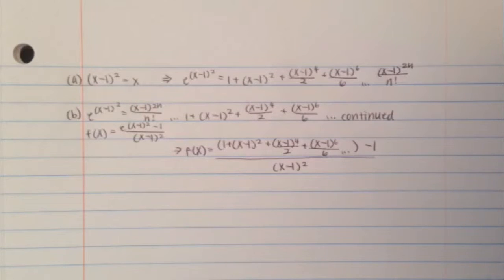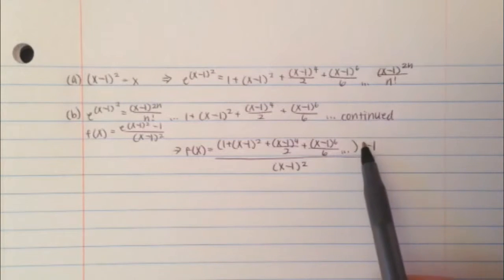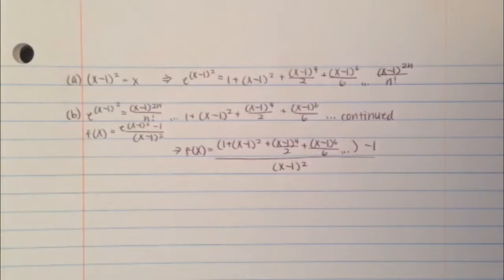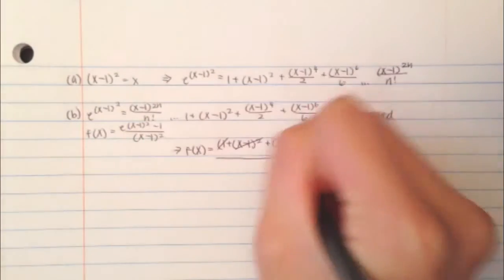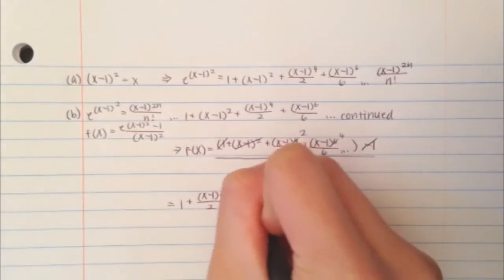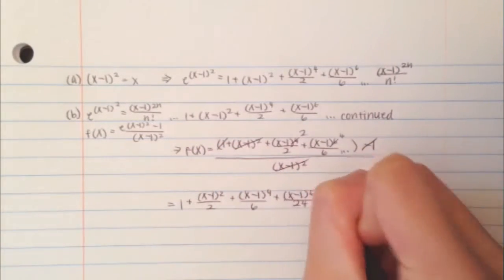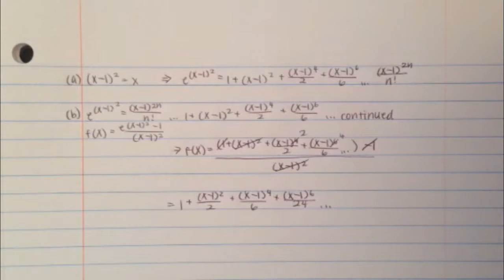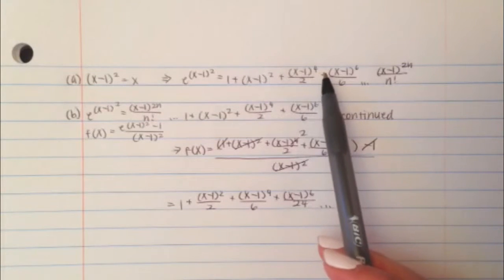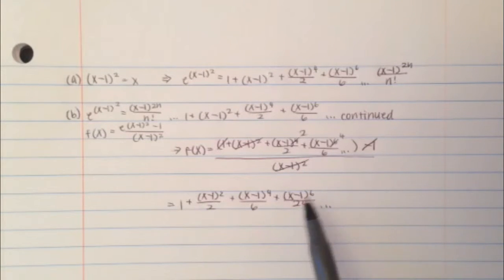Then you would simplify by canceling out the 1's and also simplifying the (x minus 1) squares. To find the general term, you have to again look at structure. You notice that the top is the same as the top for e to the (x minus 1) squared, and the bottom has been shifted by 1. So the general term would be (x minus 1) to the 2nth power over (n plus 1) factorial.